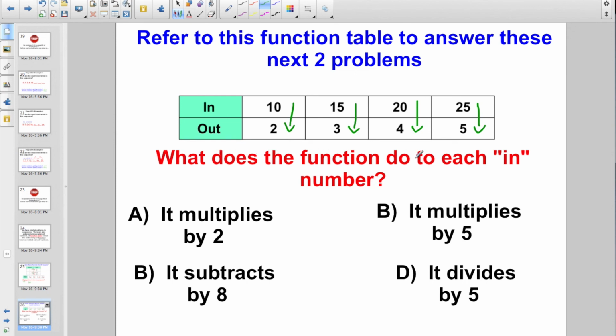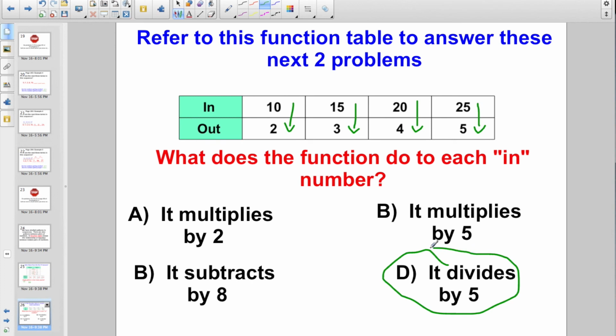What does the function do to each in number? What am I doing? Am I multiplying by 2? 10 times 2? It's not 2. Does it subtract by 8? Well, 10 minus 8 is 2. Don't get excited yet, though. Check it out. 15 minus 8, is that 3? Or 20 minus 8, is that 4? No, if I read all the way down my function table, it doesn't always subtract by 8. Does it multiply by 5? 10 times 5? Nope.